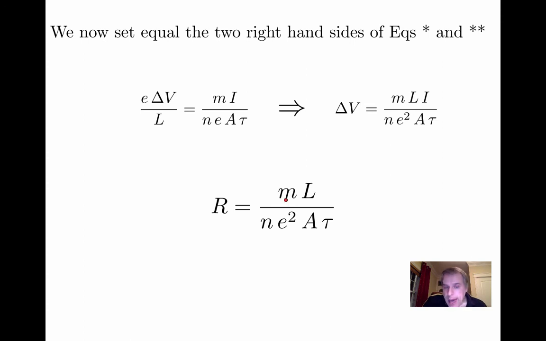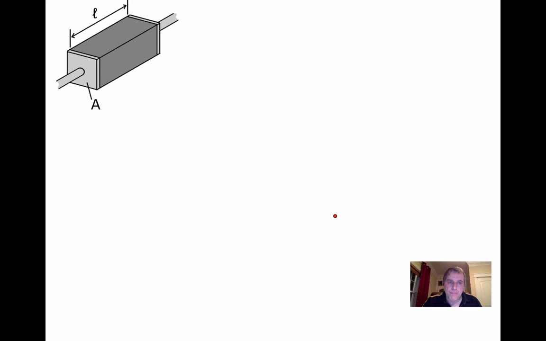Now, what is m here? That's the mass of the free charges that are moving. In ordinary circuits, what are moving are electrons. The fictitious charges are positive, but they have the same mass as an electron. So this m is the mass of an electron. L is the length of the resistor, A is the cross-sectional area of the resistor, as you know from previous videos, and tau is the average time between collisions.